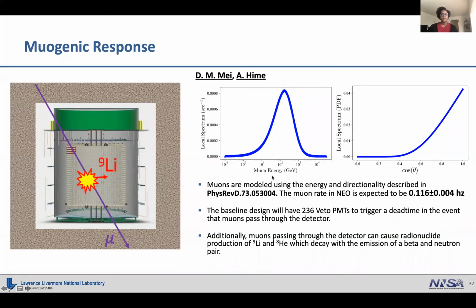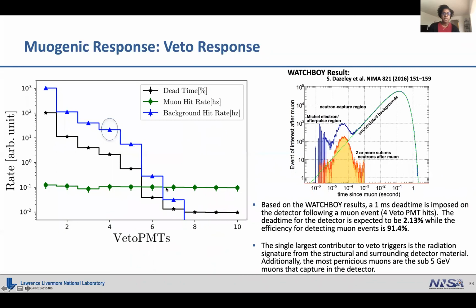And so I plug this into our simulation framework to understand what light we're expected to see and the dead time that we're expected to see within our detector. We see about 1/10 of a hertz of muons within this detector. However, when we actually look at the veto response, I show in blue the background rate in hertz, in green the muon hit rate, and in black our dead time.